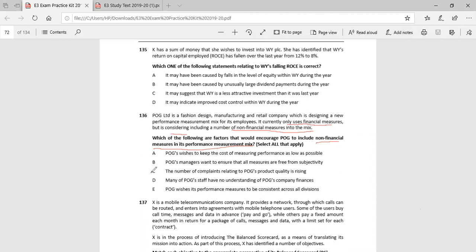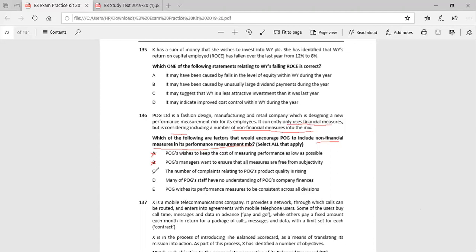A says that POG wishes to keep the cost of measuring performance as low as possible. Where is the concept of cost of measuring? By measuring other things, maybe they will have to incur more cost because non-financial measures are also considered. B, POG managers want to ensure that all measures are free from subjectivity. That is also not given. Free from subjectivity, then non-financial are not objective. When you talk about certain aspects such as quality, efficiency, they are not objective. So when they are thinking of including non-financial, it is not the case.